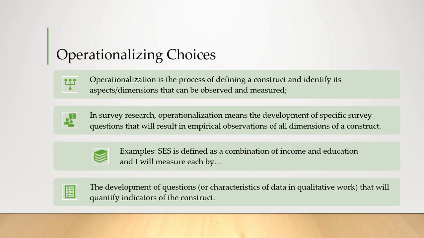In other words, for each construct, you need to dissect it into subdimensions based on the literature. Within each dimension, you need to identify measurable indicators. So at the end, those indicators together will form a comprehensive and reliable evaluation of the construct you are interested in measuring. Once operationalization of a construct is complete, the last step is to develop survey questions and empirically measure all dimensions of a construct. We'll talk about writing questions in detail in the next couple of weeks.